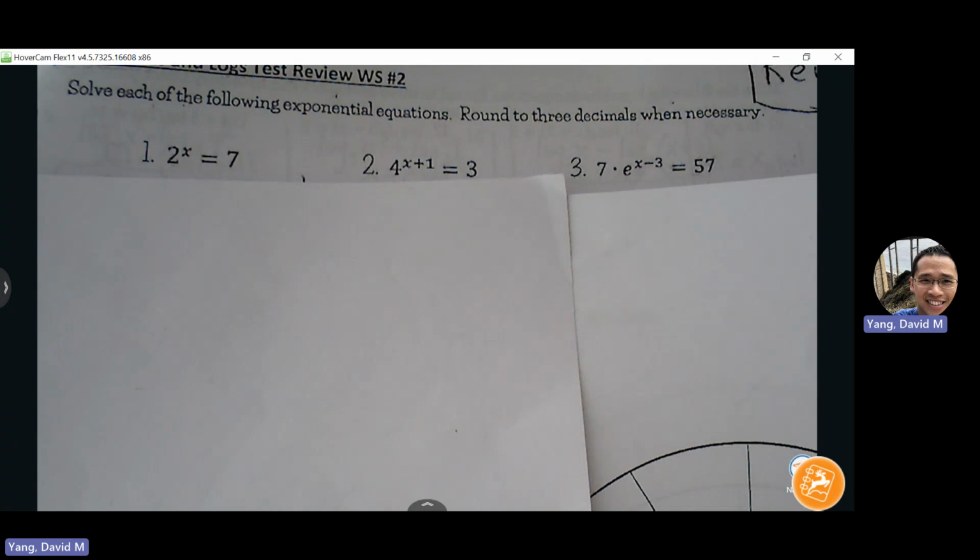The bases don't really have much opportunity to match, so this involves logs to bring that exponent down.